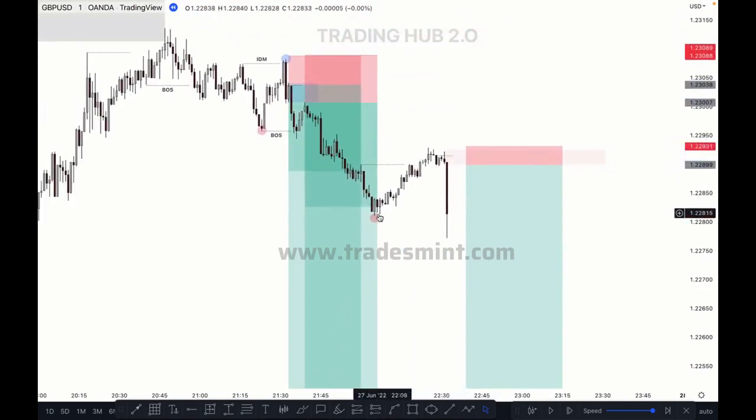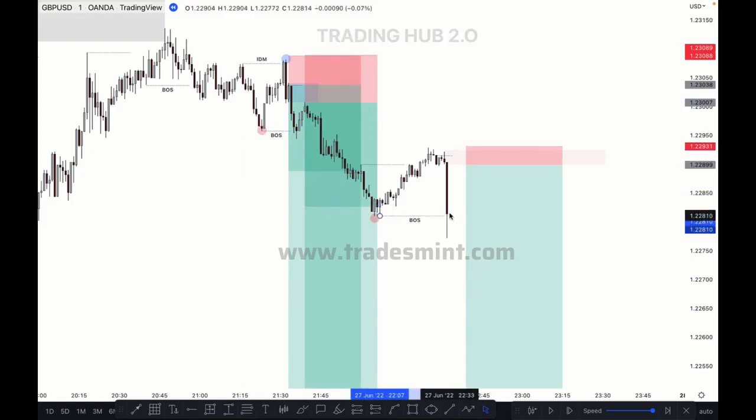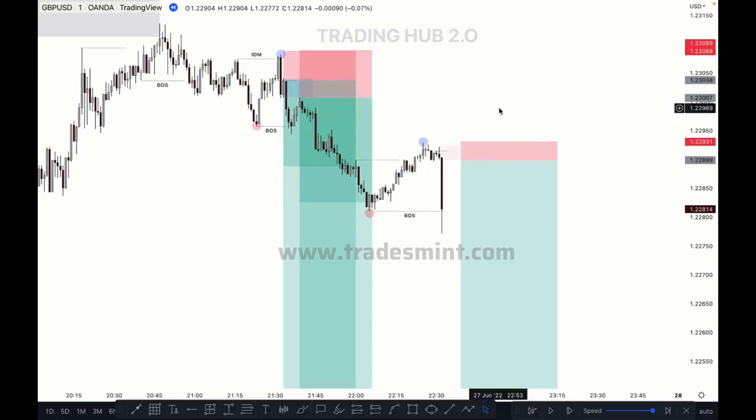So now we can see the market again break this structure, which is here, correct. So this high or low has been protected, which is here. So this structure is now confirmed, and you have to wait for the mitigation of this order block before the sell. So let's see what happened next.